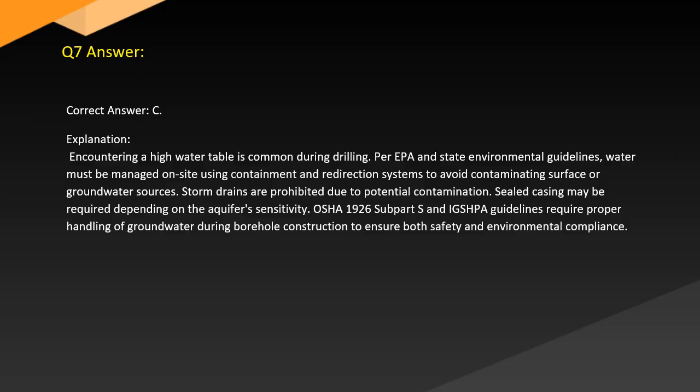Answer. Correct answer. C. Explanation. Encountering a high water table is common during drilling. Per EPA and state environmental guidelines, water must be managed on site using containment and redirection systems to avoid contaminating surface or groundwater sources. Storm drains are prohibited due to potential contamination. Sealed casing may be required depending on the aquifer's sensitivity. OSHA 1926 Subpart S and IGSHPA guidelines require proper handling of groundwater during borehole construction to ensure both safety and environmental compliance.